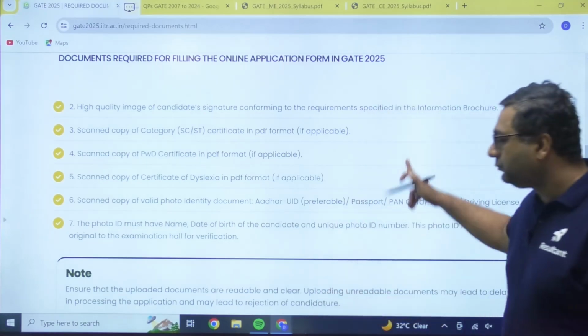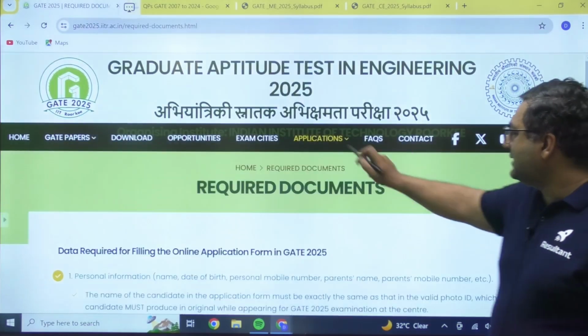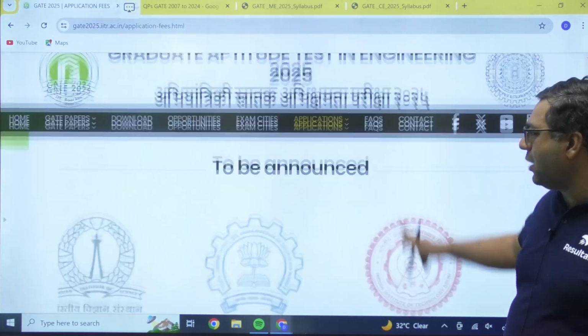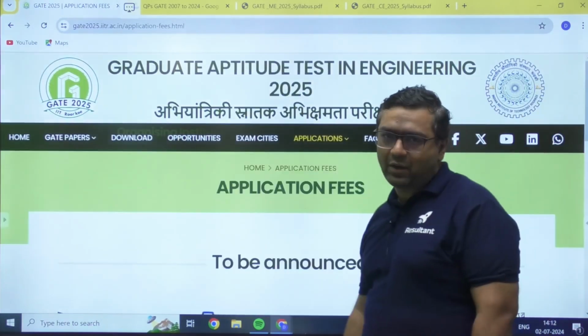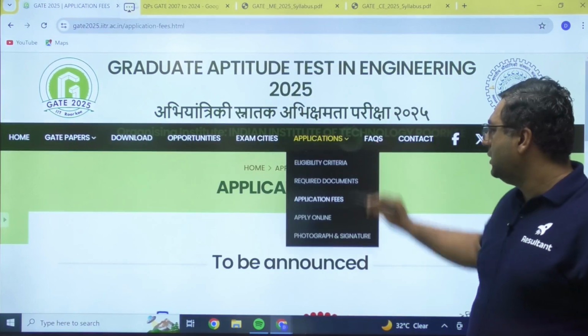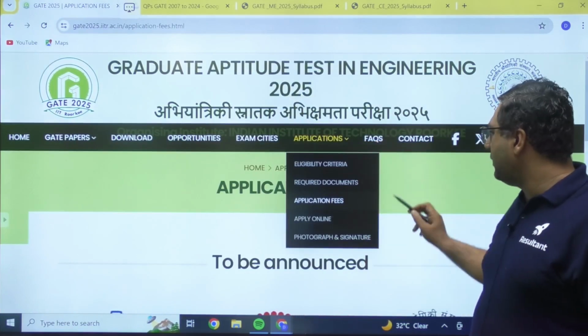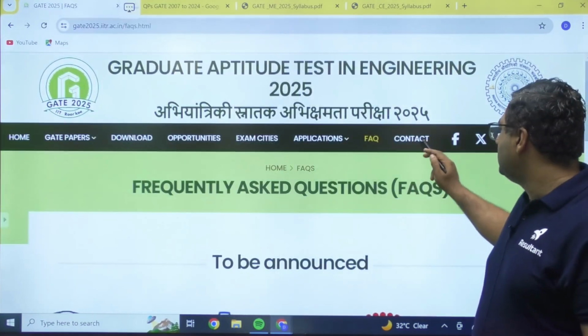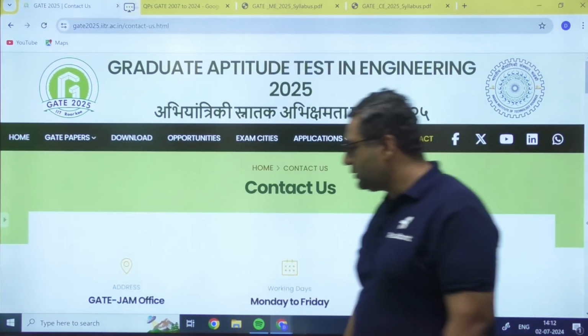Okay, is it clear? Then you can also see other things, like application fees, which are to be announced. Till now it is not announced, maybe it will have some changes. Then apply online, that will come later. There are some FAQs, which are also to be announced. Contact numbers are there, that is not useful right now.